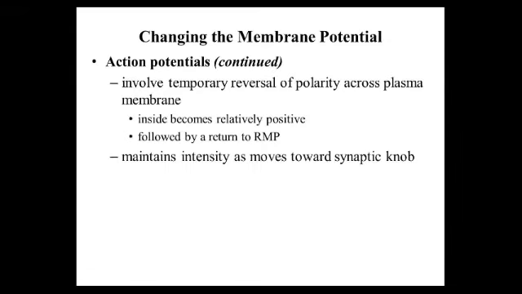Here's another difference between action potentials and graded potentials. Action potentials keep their same intensity. We go from minus 70 to plus 30 right there in the axon hillock. Guess what we do at the synaptic knob? Minus 70 to plus 30. It's the same strength. Okay, again, we talked about in a graded potential, the signal gets weaker and weaker and weaker the farther you go from that point of initiation.